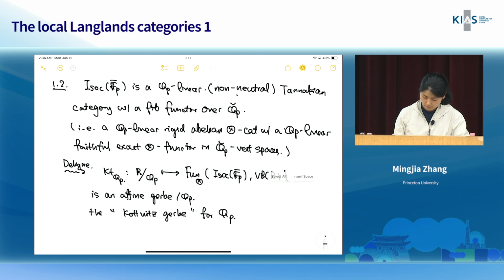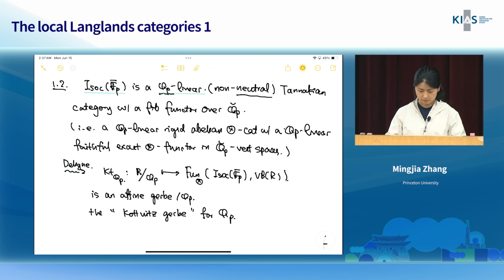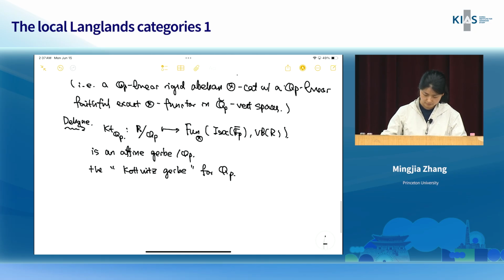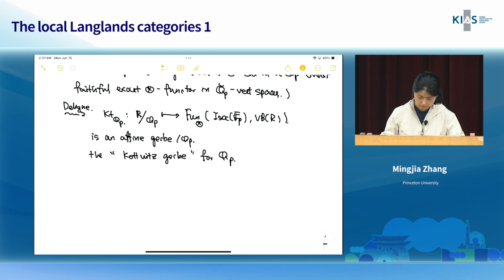Sorry, neutral means that the Tannakian category has a fiber functor. So this category is Q_p linear, and if it would have a fiber functor over Q_p, then it's called neutral. Thanks for the question. Other questions? Okay.